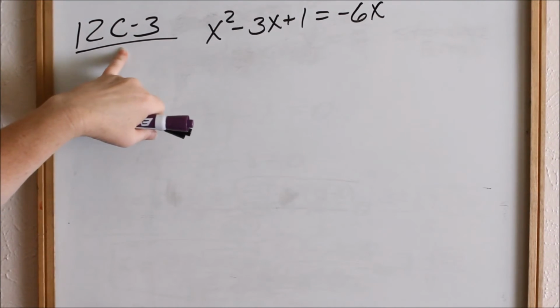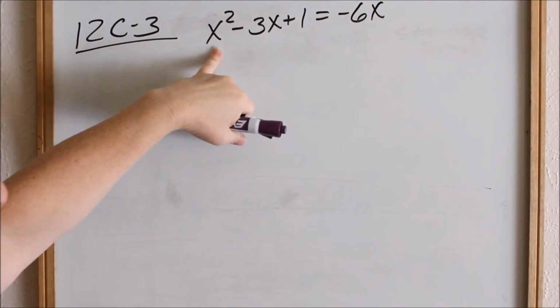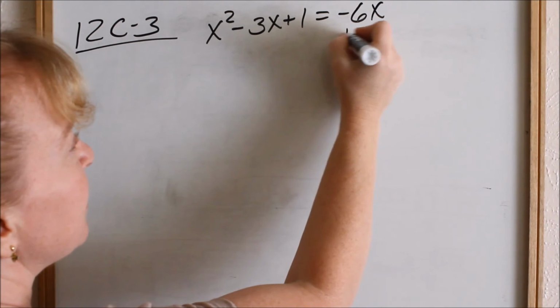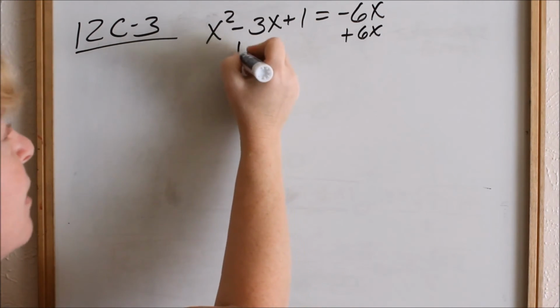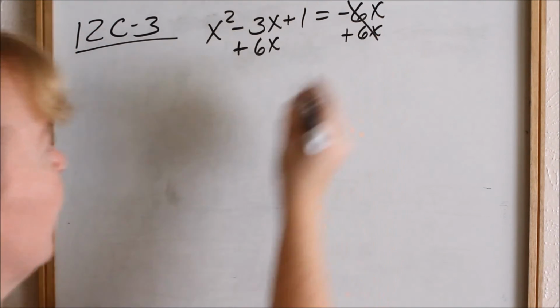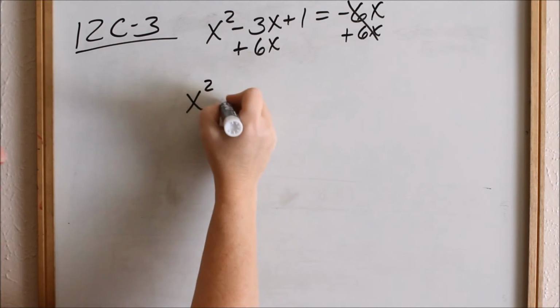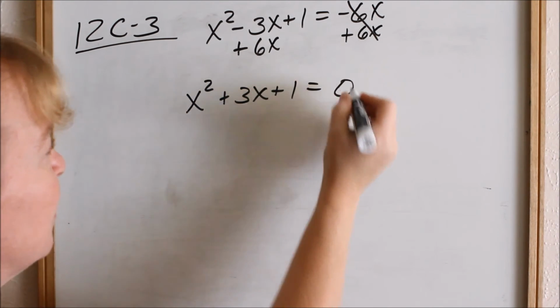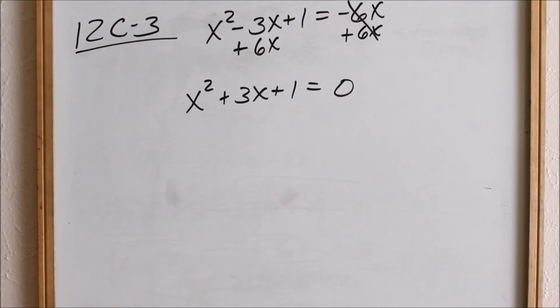Okay, now we're looking at 12c3 and we have this equation. What's the first thing we want to do? We want to put everything on one side and set it equal to 0. So I need to add 6x here and I'm going to add it to my x's over here. You can only add x's to x's. Goes away there. So I have x squared plus 3x plus 1 equals 0. Now it's in standard form.